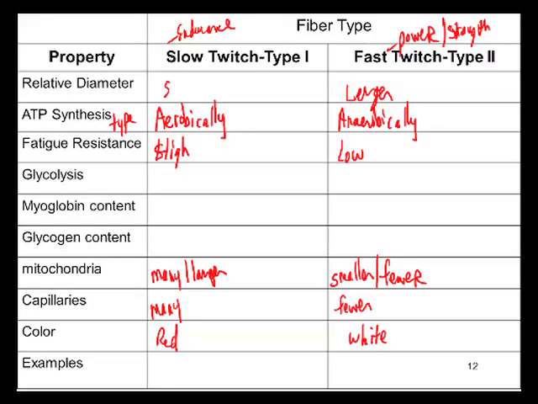Slow twitch, smaller diameter. I mean, look at a marathon runner versus a weightlifter. Marathon runners, or runners in general, typically are very lean. A bodybuilder, mass. Okay? The muscles are larger for a lot of strength and power. Slow twitch, the diameter of those muscle fibers is smaller, but because of these characteristics here, they are better for endurance.